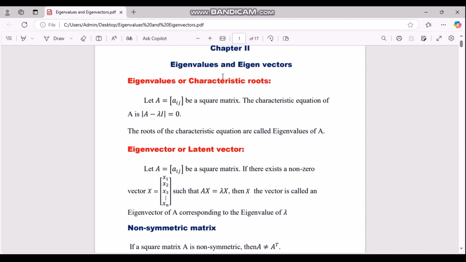Before going to the topic, what is the importance of eigenvalues and eigenvectors? Eigenvalues and eigenvectors play a vital role in engineering fields like data science, artificial intelligence, neural networks, etc. As we are aware, a vector is a quantity which has both magnitude and direction. So when you have a big data set and want to shrink the size of the data or maximize the size of the data, we use some transformation.